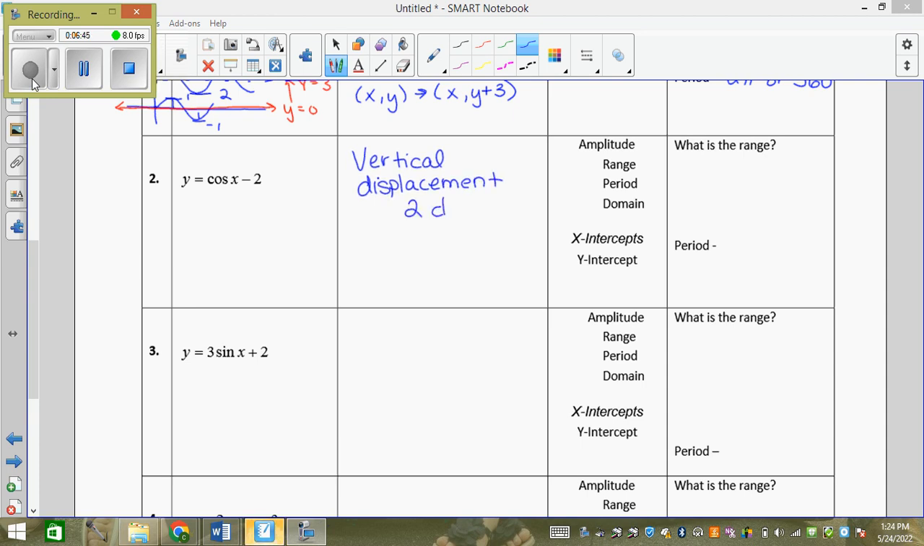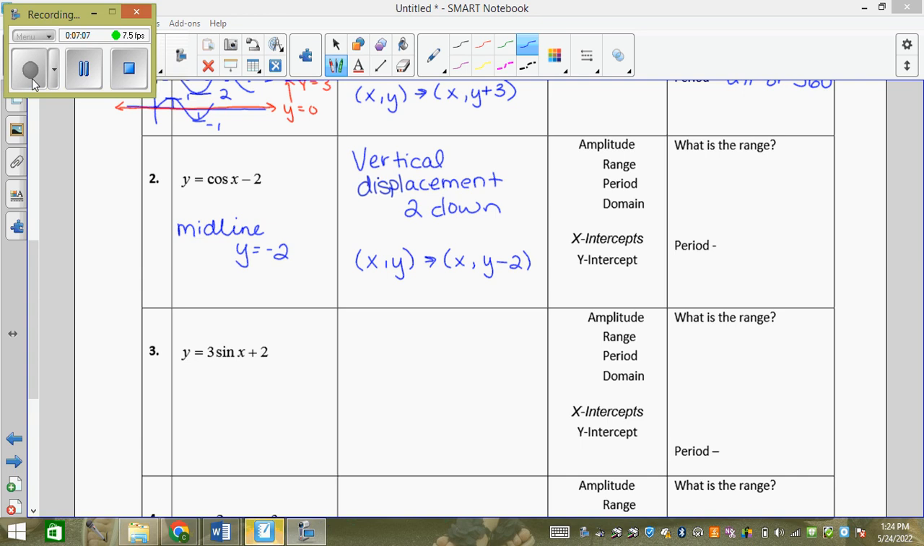Two down, which means my mapping is (x, y) becomes (x, y minus 2). My midline is at y equals negative 2. And so y equals, because all horizontal lines are y equals lines. That's why the x-axis is y equals 0, right?